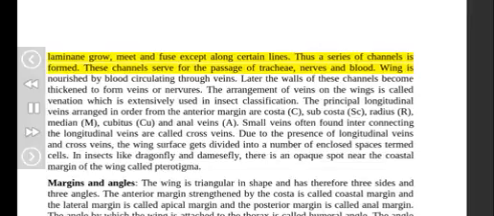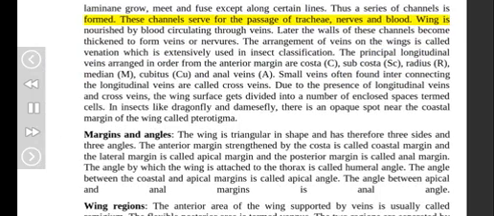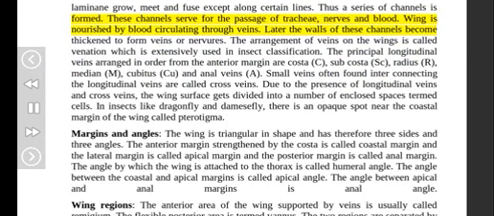Thus a series of channels is formed. These channels serve for the passage of tracheae, nerves and blood. Wing is nourished by blood circulating through veins. Later the walls of these channels become thickened to form veins or nervures. The arrangement of veins on the wings is called venation, which is extensively used in insect classification.